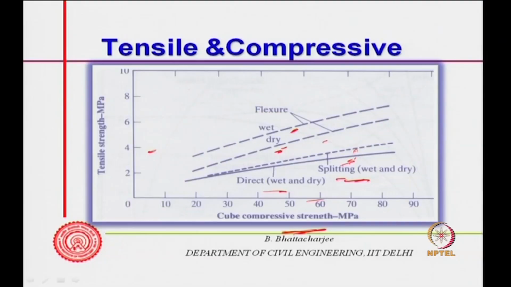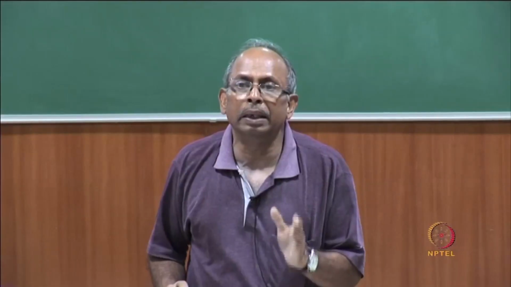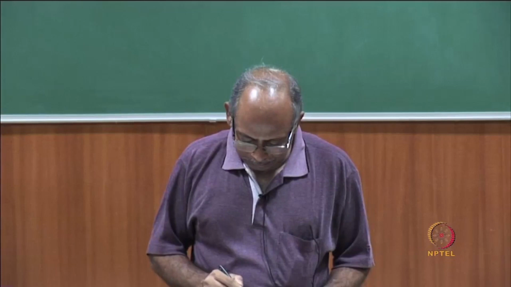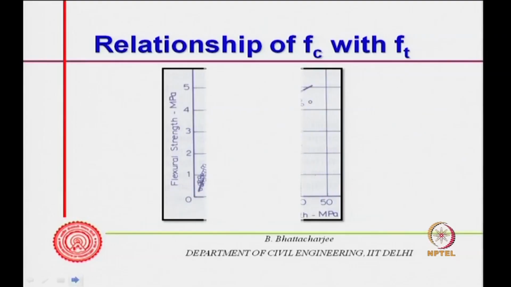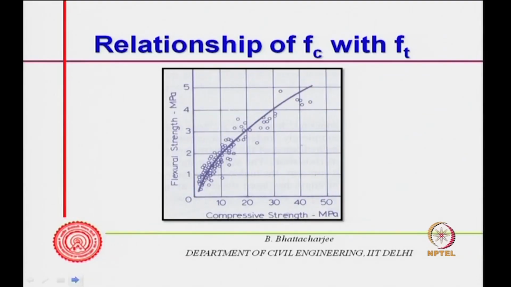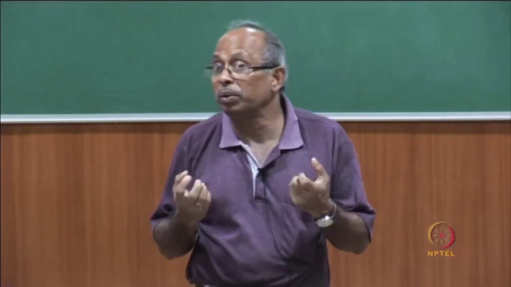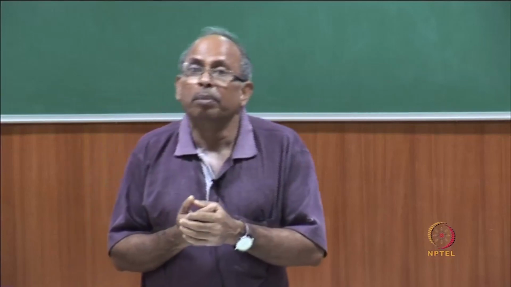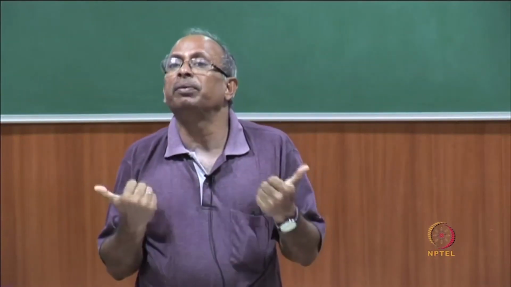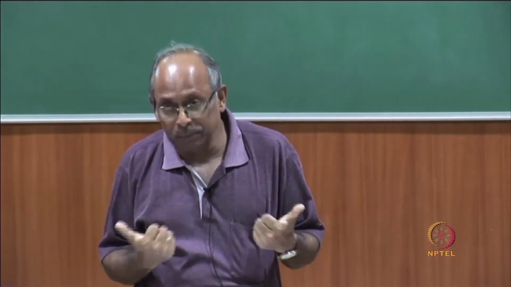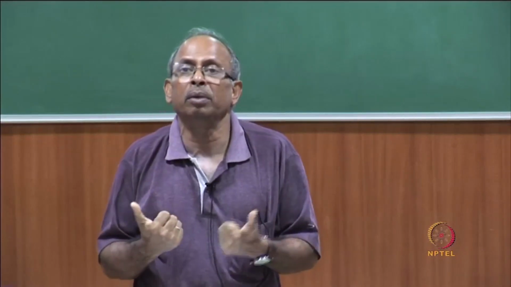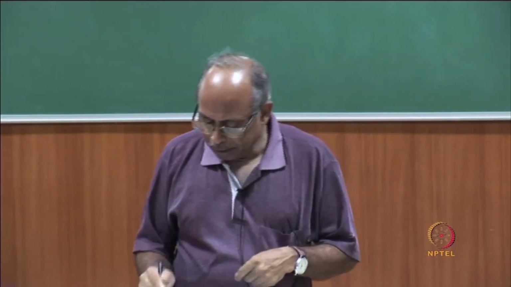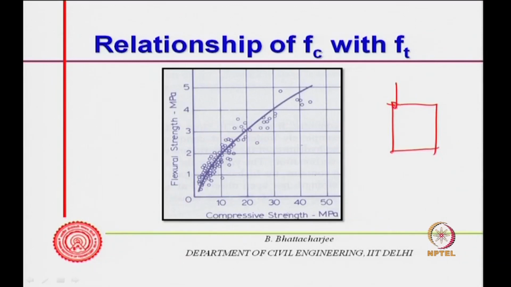But what one can see is that one can relate the cube compressive strength and tensile strength, and people have done that. Basically compressive failure is also a tensile failure, that is what we have seen in the other lecture, because the failure occurs in the transverse direction, in transverse tension, when applying uniaxial compression.